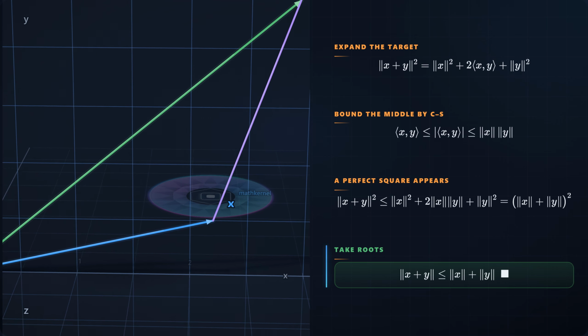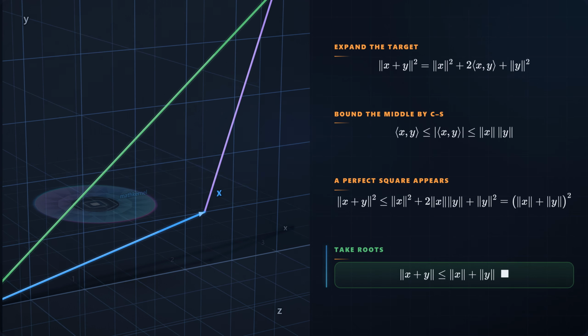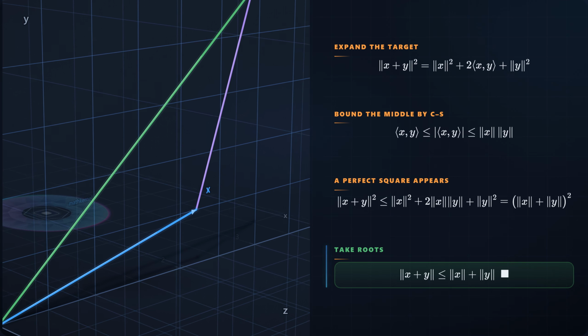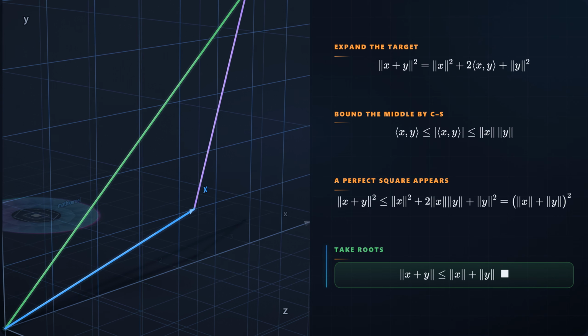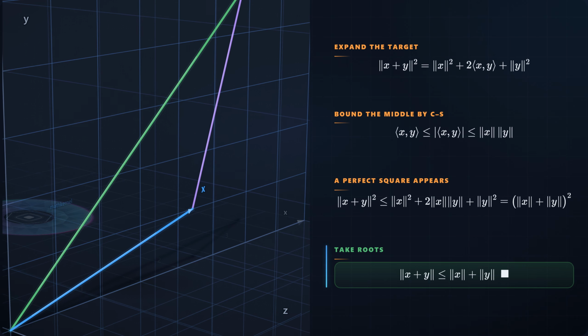Take square roots of both sides, and the triangle inequality drops out. The length of the sum is at most the sum of the lengths. Notice the engine of the whole argument was Cauchy-Schwarz, bound the one cross term, and geometry does the rest. That's why those two proofs travel together.